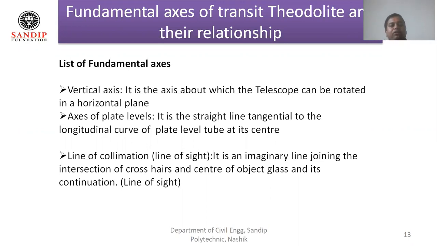Now, axis of plate level. It is a straight line tangential to the longitudinal curve of the plate level at its center. Next is line of collimation. Line of collimation is nothing but line of sight. It is an imaginary line joining the intersection of crosshairs and the center of the object glass and its continuation. That is called line of sight or line of collimation, or you may say the line which connects the eyepiece and object glass.